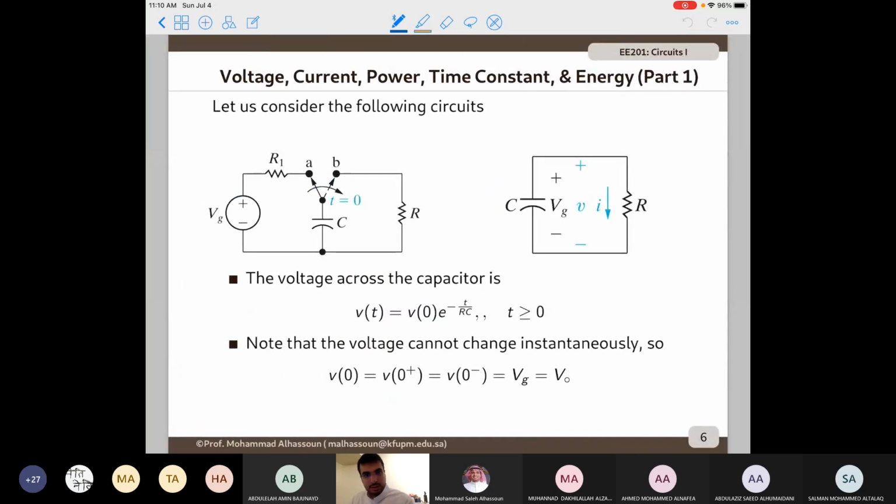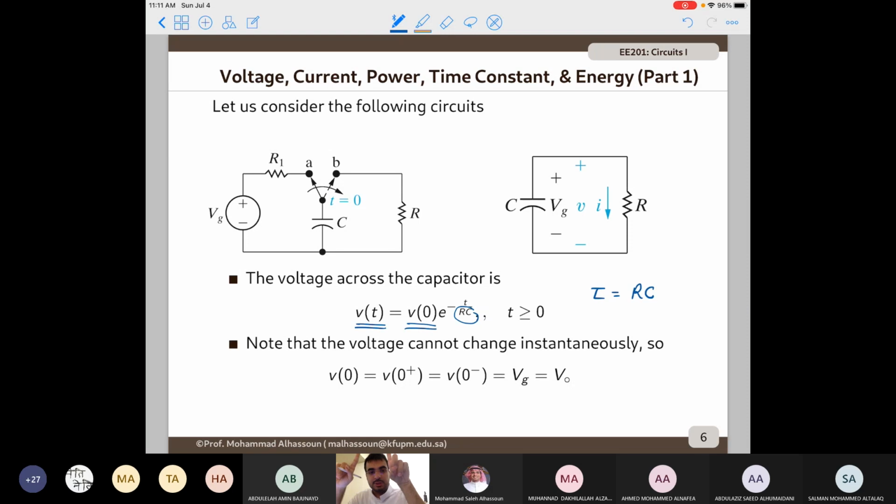So it turns out the solution and everything is exactly the same, but you need to change 3 things. First of all, you need to change this one from being a current to a voltage. You need to change this one from being the initial current to the initial voltage, and you need to change the time constant. So the time constant here is R multiplied by C. It used to be L divided by R.